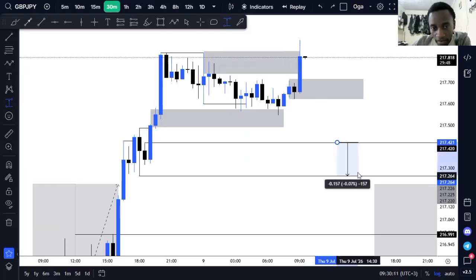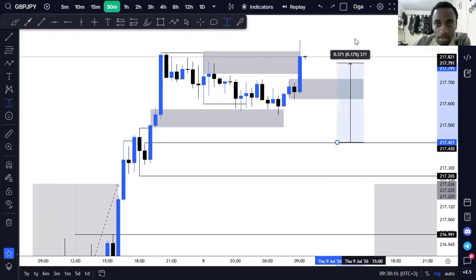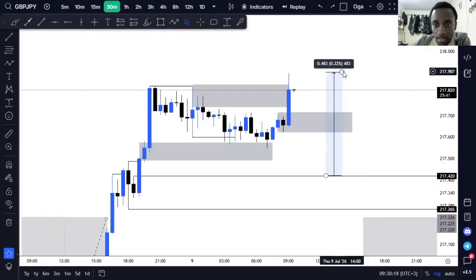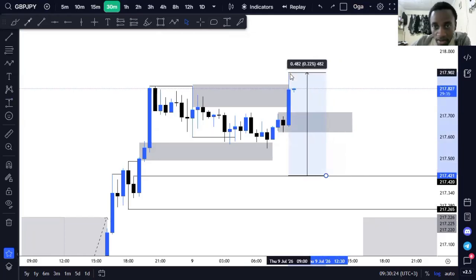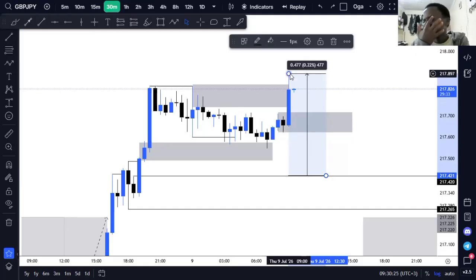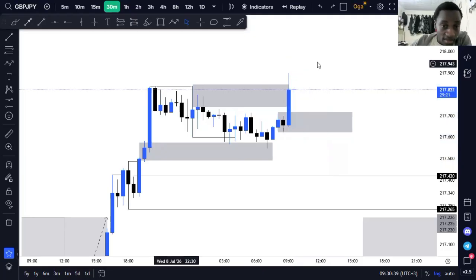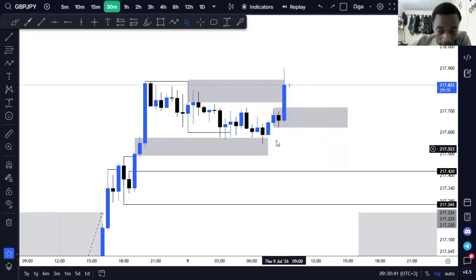So this is 1.5, 17, not 1.5, and then if it's gonna take out the high, let's see how the reward will be. Maybe at this point 47, so almost 1:3 risk to reward ratio. Let's see what it's going to do.